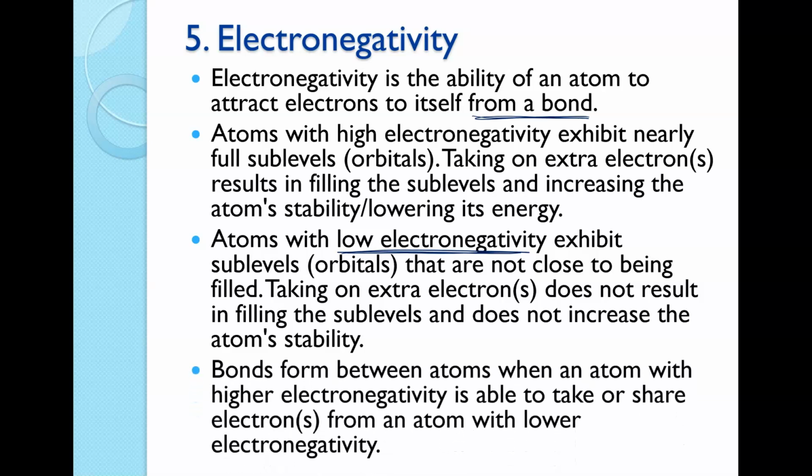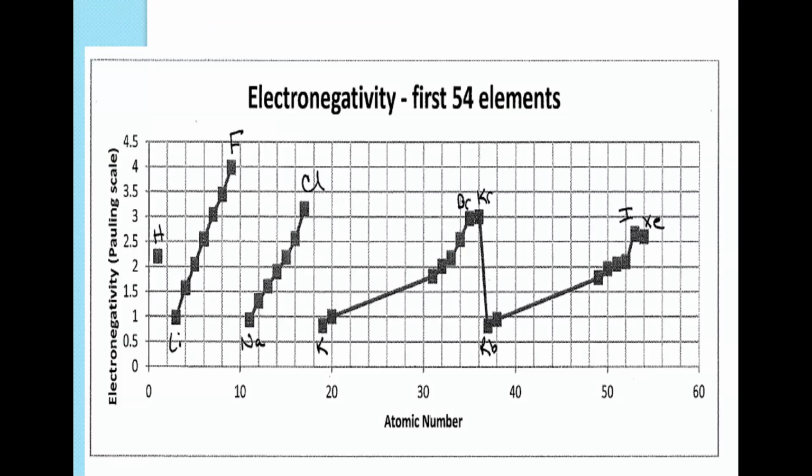And bonds form between atoms when an atom that has higher electronegativity is able to take or share electrons from an atom with lower electronegativity. So I'm going to give you a chart, but we'll talk more about it in Chapter 8. What's going on with all that? All right. So if you notice in here, the electronegativity and the atomic number, electronegativity increases going across the row, but there is nothing available for neon at all. And sodium increases going across the row. And again, there's nothing for argon. Neither one of those are available.